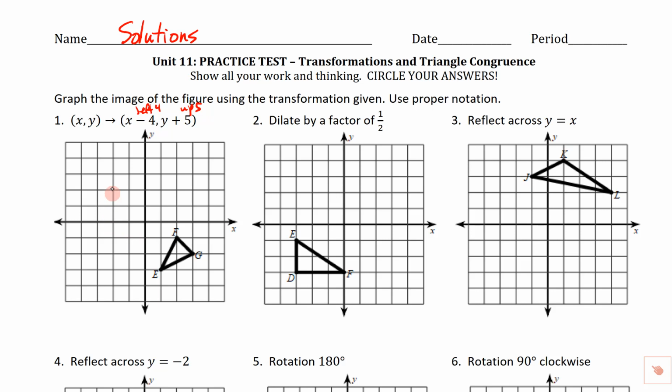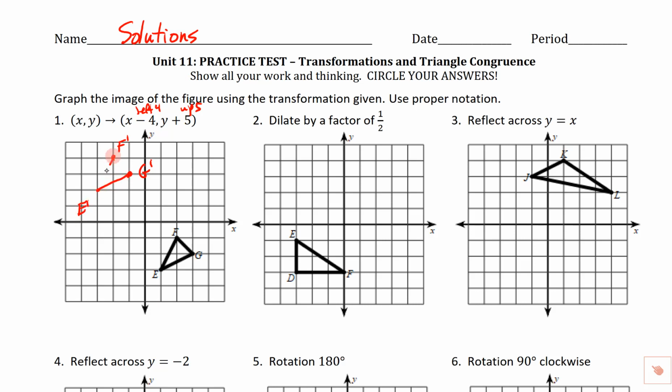So 1, 2, 3, 4, 5. We're going to put that dot right there, and that, of course, would be F prime. Then we're going to do G. That needs to go left 4, 1, 2, 3, and then up 5. So that's going to put us right here, and that's going to be G prime. And then we go left 4, over here, and then up 5. That's going to put us right here. So that's going to be E prime.